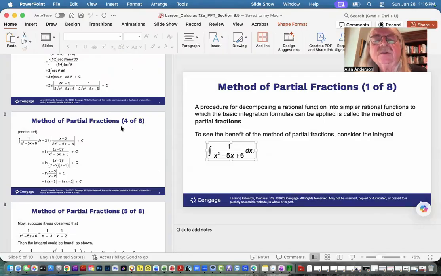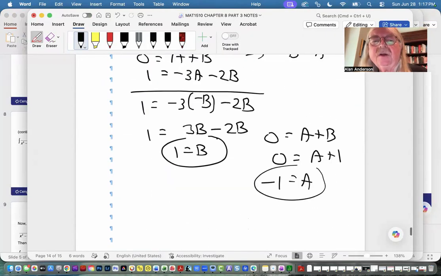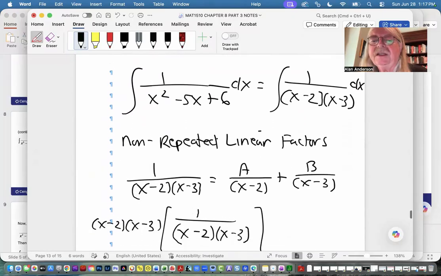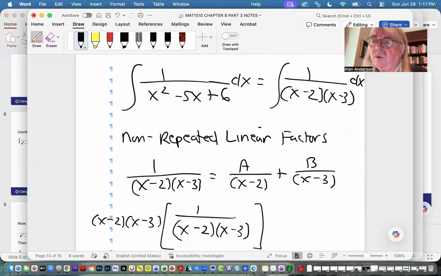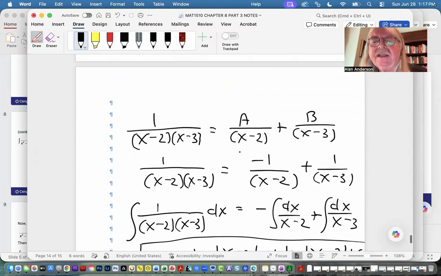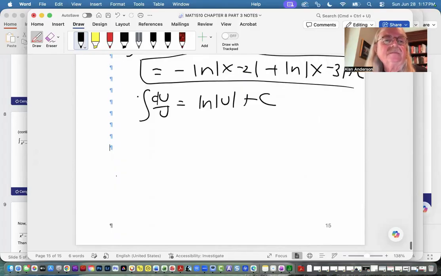Okay. So this was the simplest one. Again, we called this non-repeated linear factors, meaning that we have 2 linear factors or more, as the case may be, and they're all linear, but they're not the same. Okay. All right. So what are the other cases we might run into?